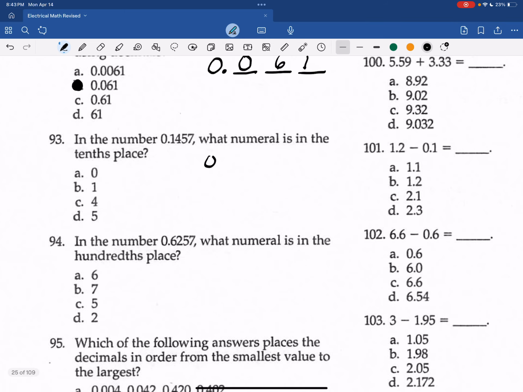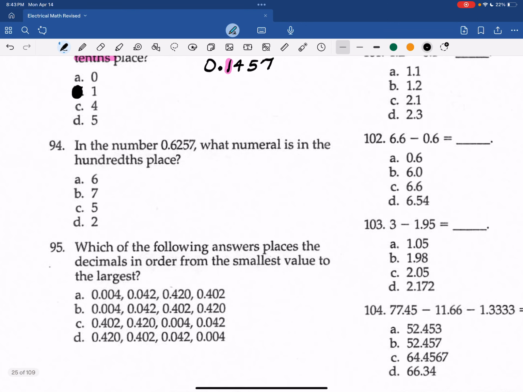In the number 0.1457, what numeral is in the tenths place? Tenths is the first one past the decimal. So the number in that place is the 1. In the number 0.6257, what numeral is in the hundredths place? That's 2 places. So the answer is the 2.